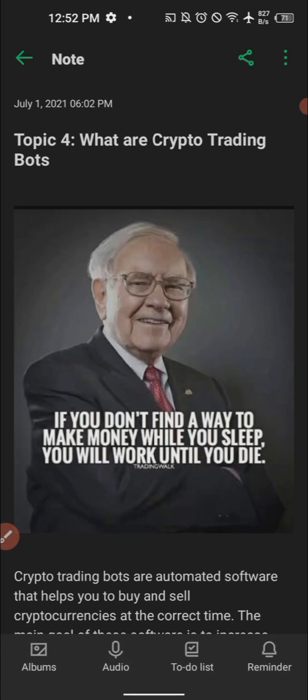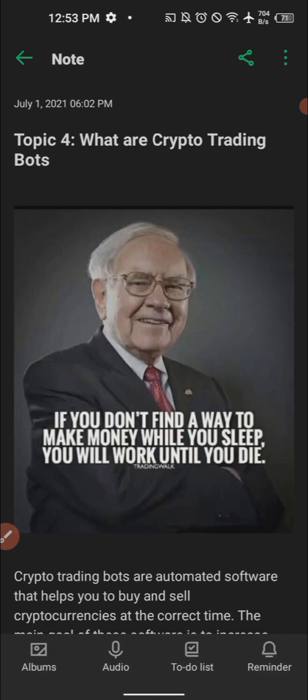Now, this is a very right quote from Warren Buffett. If you do not find a way to make money while you sleep, you work until you die. Like I said earlier, many of us are here. We have our own established way of life. We just need a side income that would yield something. So even while we are sleeping, it's working for us.